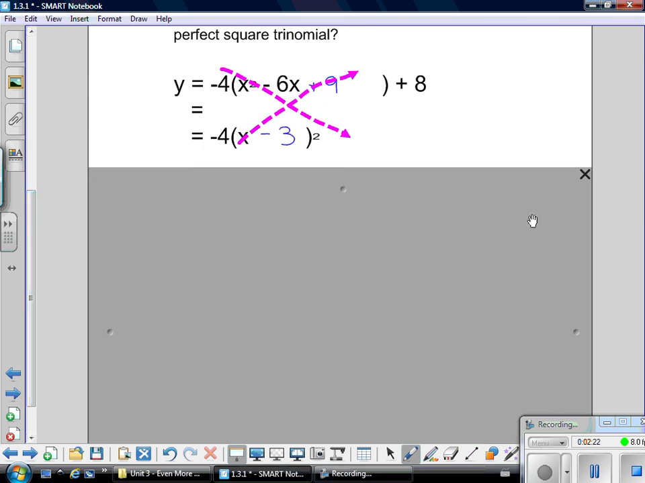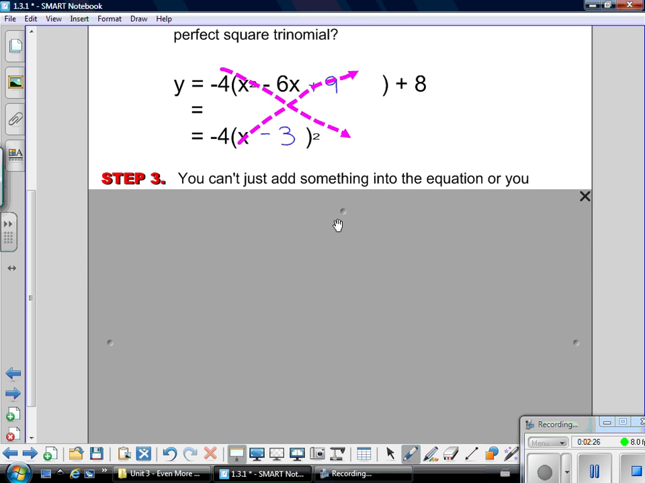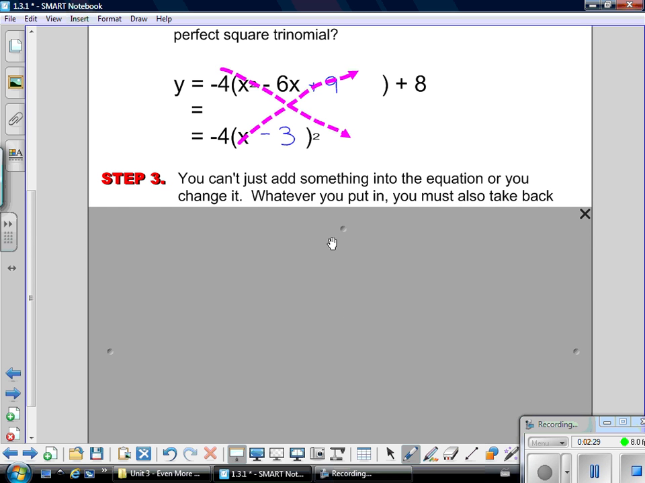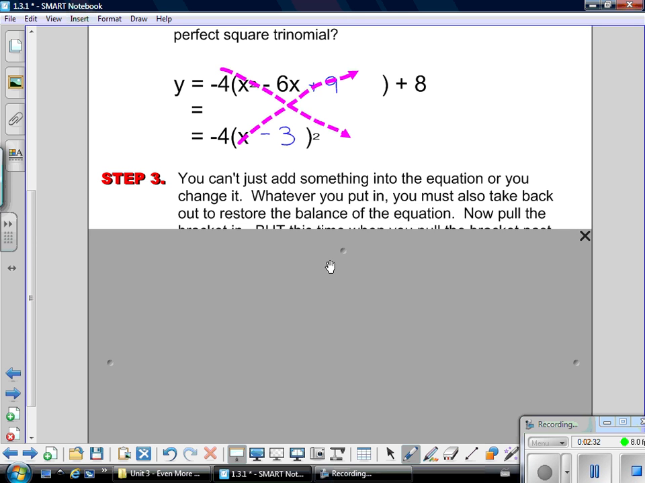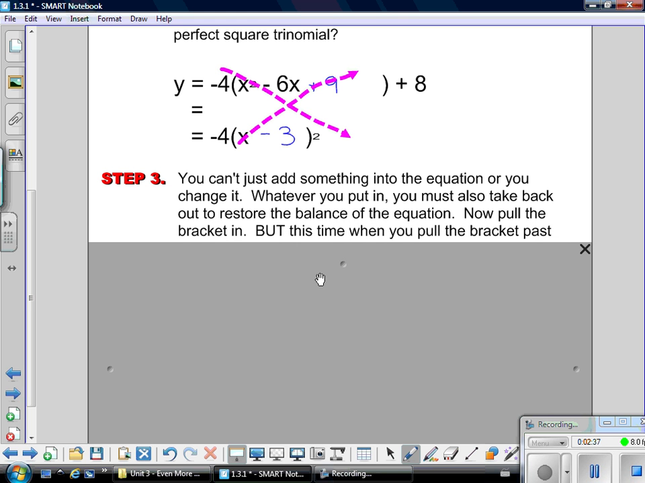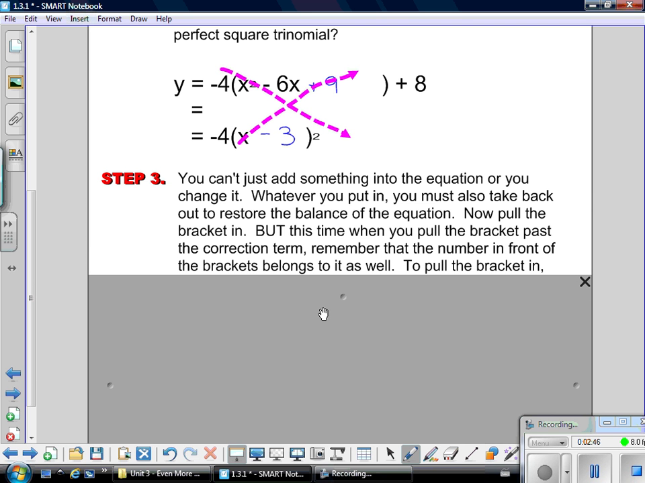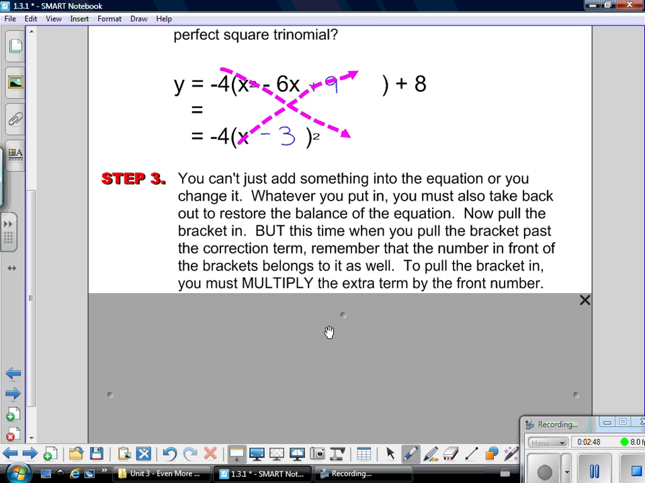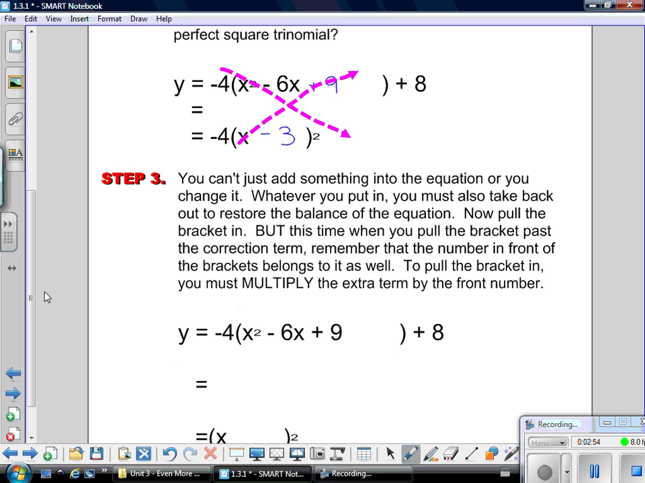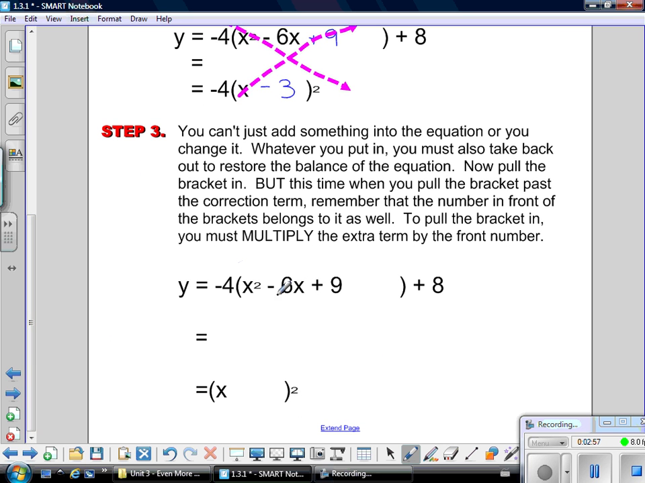All right, so just like the last time, you just can't put something into an equation and change it. So whatever you put in, you must also take back to restore the balance of the equation. Always has to balance. Now we're going to pull the bracket in, but this time when you pull the bracket past the correct term, remember that the number in front of the bracket belongs to it as well. So to put the bracket in, you must multiply that extra term by the front number. And I'll show you exactly what I mean by that. Okay, so here I've added 9. So if I added 9, I also have to subtract the 9.